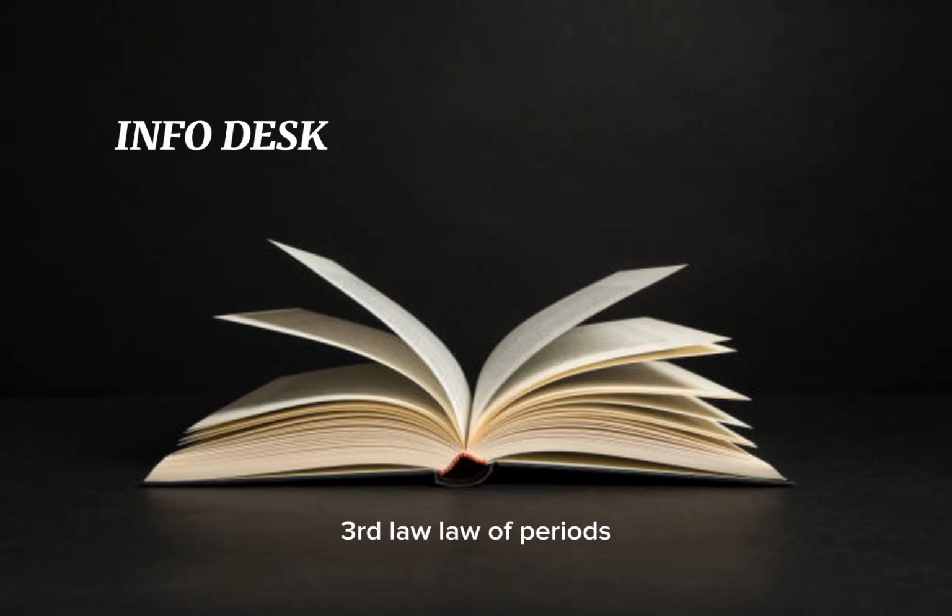Third law, law of periods. Kepler's third law relates the time it takes for a planet to orbit the Sun, its period, with its average distance from the Sun, its semi-major axis. The law states that the square of a planet's orbital period is proportional to the cube of its average distance from the Sun.